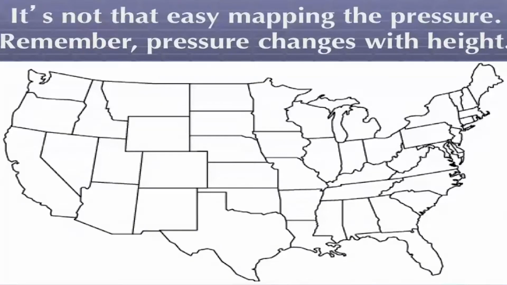Now, making a surface map isn't really as easy as I made it sound. Yes, they're getting pressures from all over the country, but you have to remember that the country is not flat. Remember, pressure is going to change with your height above sea level. So somebody living down in Florida who's at sea level is always going to have a higher pressure than somebody living in Denver, about a mile above sea level. So we have to come up with a way to standardize pressures and consider elevation when we're reading our barometers.